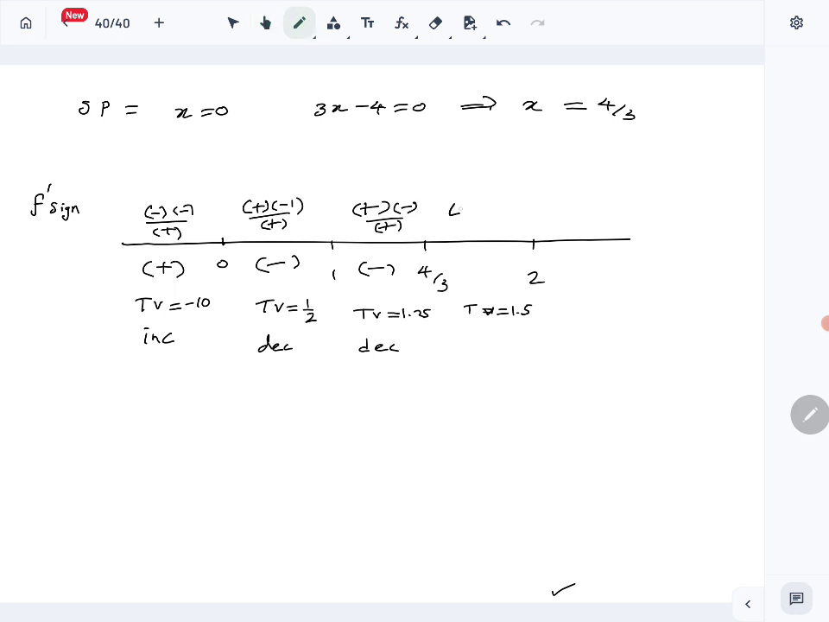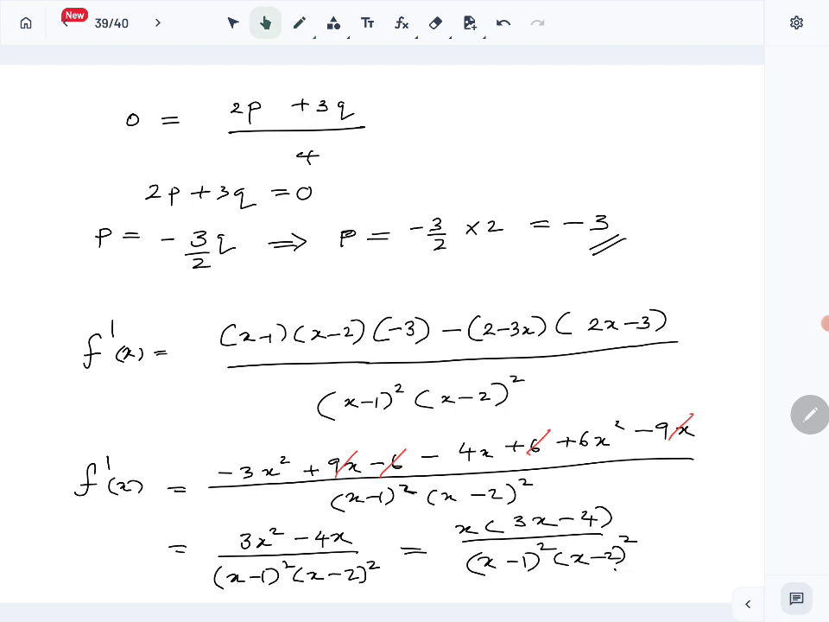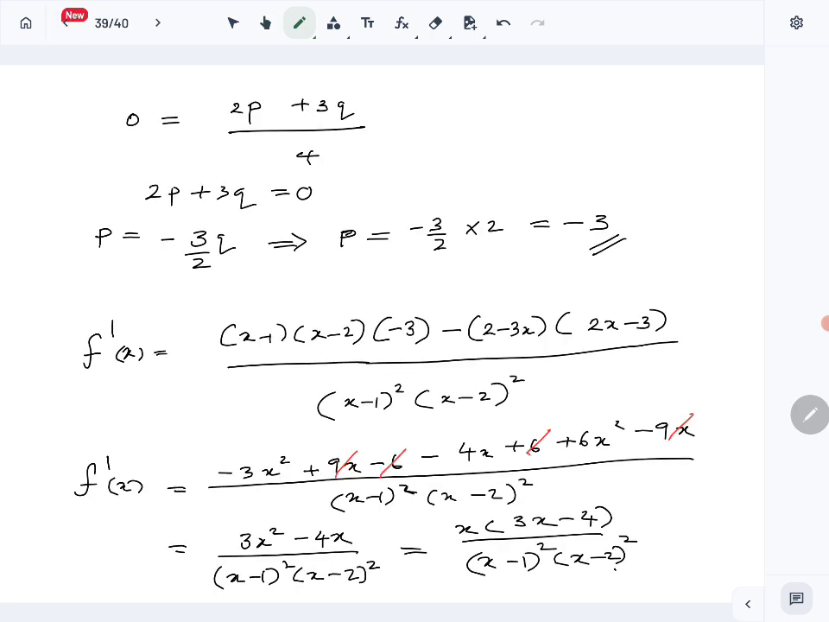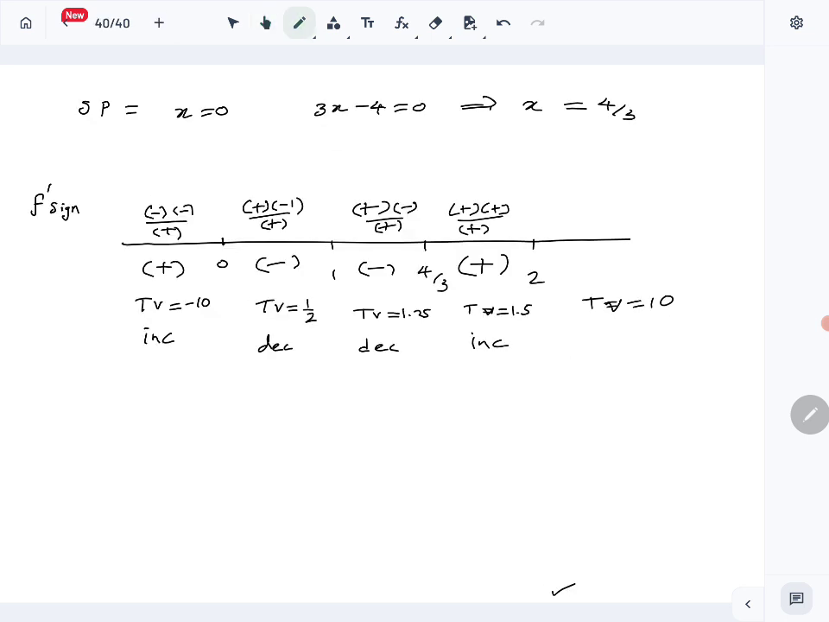So positive times positive, positive. So the total sign is positive. The derivative sign is positive. So then this is an increasing interval. Then in the last interval, we can take test value to be what? Anything greater than 2, let's take 10. So what happens? Positive times positive. So again, positive. Positive times positive over positive. So the total is positive. So this is also increasing, right?